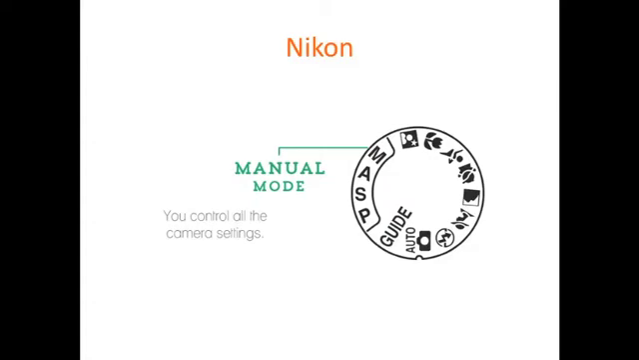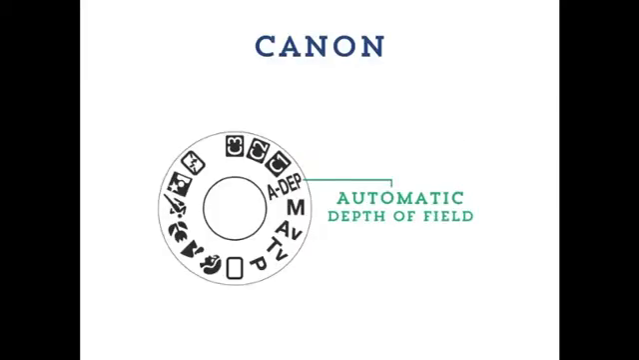Okay, it's still represented by an M on Nikon, so you can find manual mode right there. Now, Canon has a few settings that Nikon doesn't have on their dial. The first is ADEP, which stands for Automatic Depth of Field. And depth of field means the depth in your image that is in focus. So how much of the depth is in focus in your image.